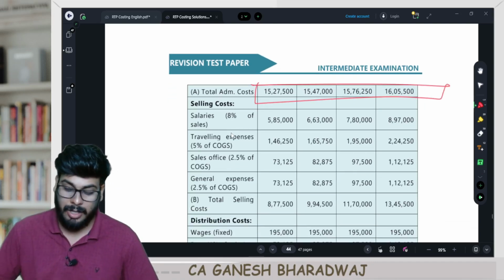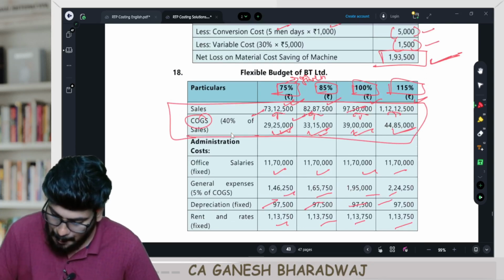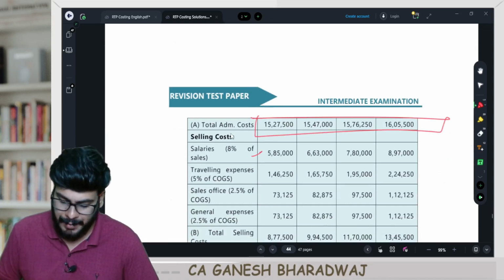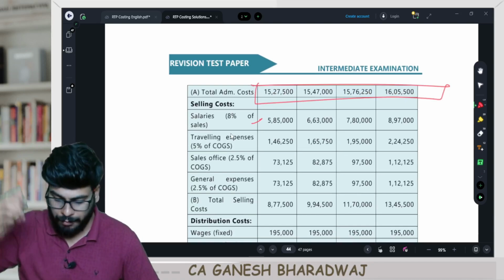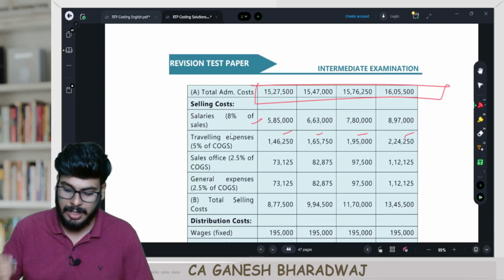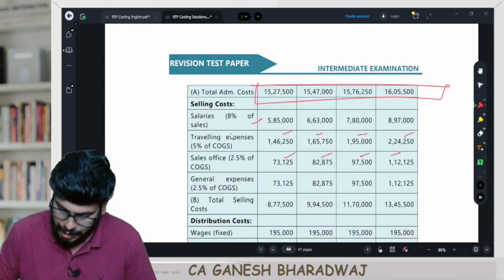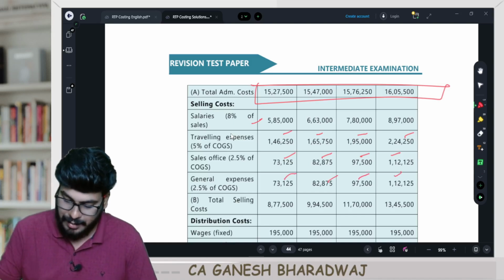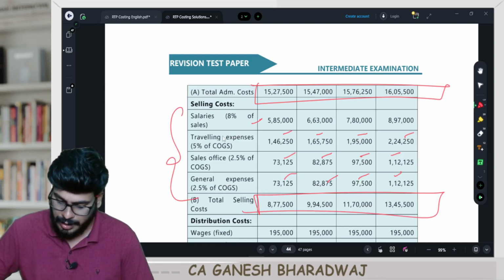Similarly, for selling cost, for the first component, salaries is 8% on the respective sales. So you pick the respective sales figure, apply 8% on that, you will arrive at what? The selling cost salary. Similarly, for traveling cost, it's going to be what? 5% on COGS, respective COGS, multiply 5%, you'll get these figures. Sales office expenses, 2.5% on COGS, you apply that, you will get these figures. General expenses, once again, 2.5% on COGS, you multiply with the respective COGS, you get these figures. So now you add up all the selling costs, you get the total selling expenses.